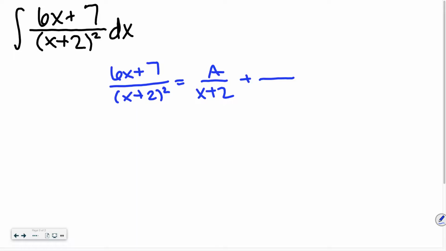All right, but here's the deal. If we write this right here, you get A plus B, so we can't do that. Anytime you have a repeated factor, you have to represent each of the exponents. So if this was x plus 2, the quantity cubed, you would have A over x plus 2, plus B over x plus 2 squared, plus C over x plus 2 cubed.